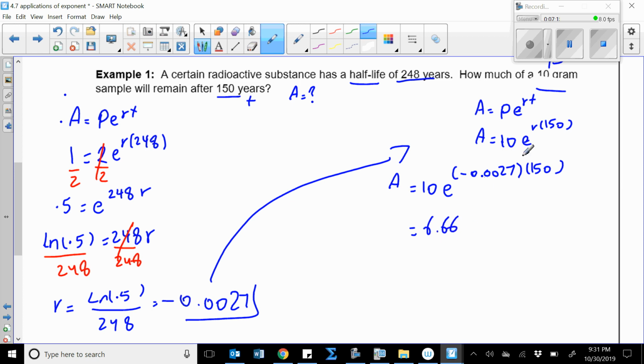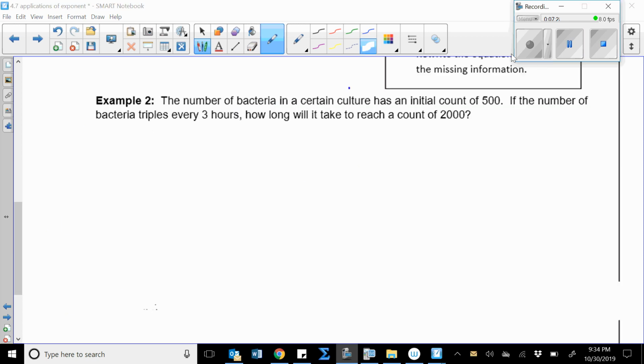6.66. So this is the final amount after 150 years. So 6.66 grams is the final amount.